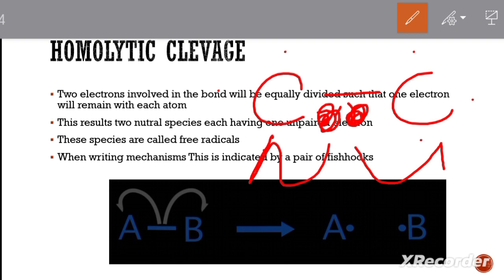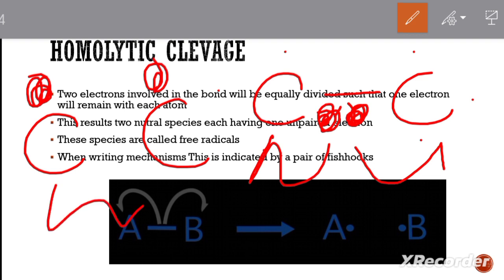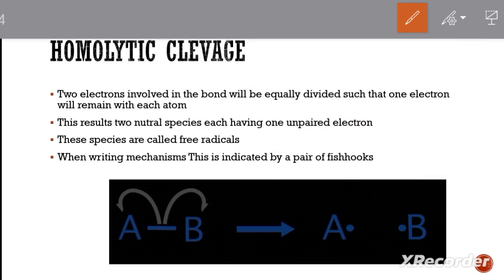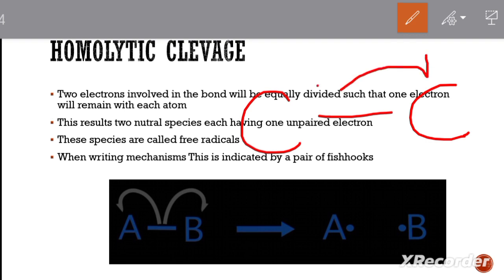Such neutral species are known as free radicals. We represent them like this: carbon free radical, carbon free radical. 2 free radicals are formed by homolytic cleavage. When writing mechanisms, this is indicated by a pair of fish hooks. I will draw it for you. Here, carbon, carbon. To indicate homolytic cleavage, we draw two fish hooks like this. In mechanisms, we use this way to represent homolytic cleavage, right?